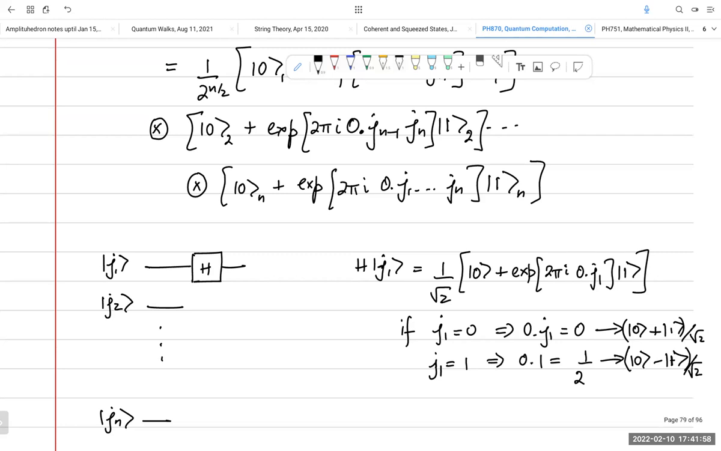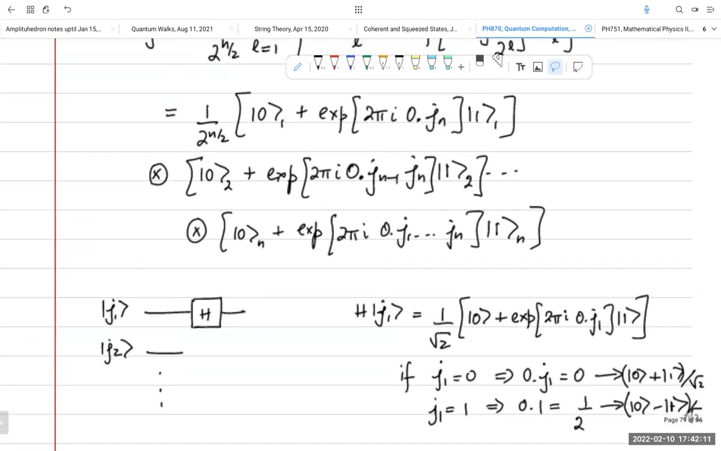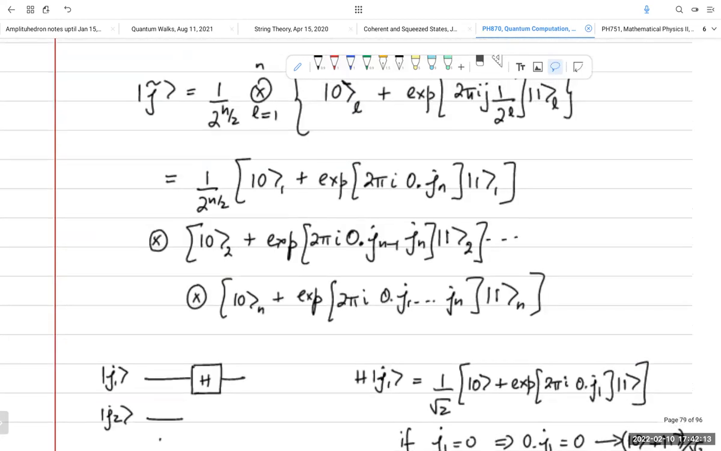So what I have shown is that the action of the Hadamard gate on the first qubit can be expressed in this notation. And now you might see that there's a certain picture that is starting to emerge.